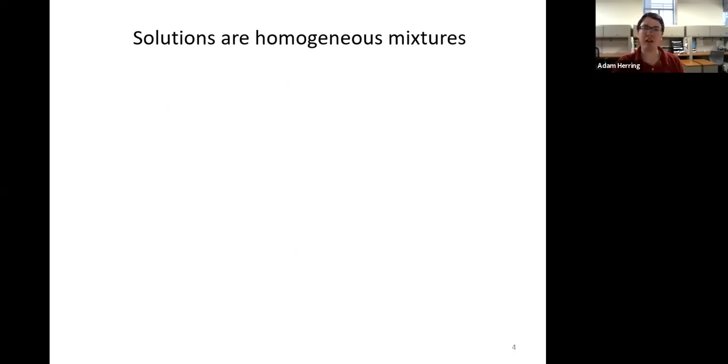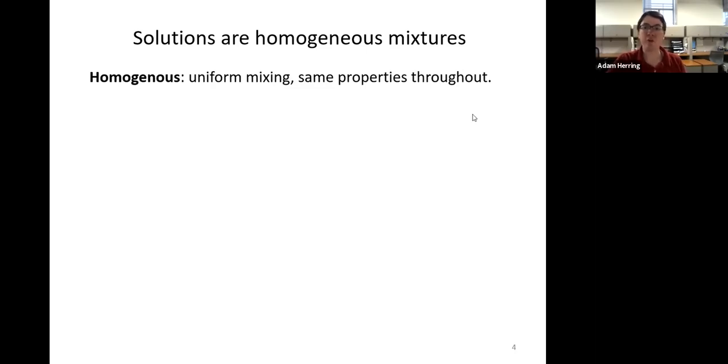So a solution is a homogeneous mixture. What that means is that there is uniform mixing throughout, and that the properties of that solution are the same. So if you were to take a sample of a solution, it wouldn't matter if you took it on one end, on the other end, or somewhere in the middle, you should get the same properties and the same identity.